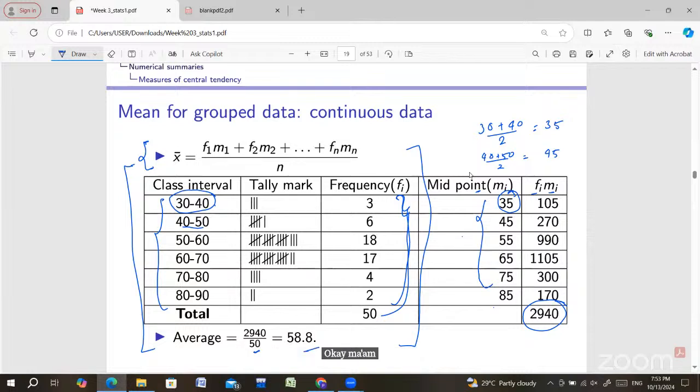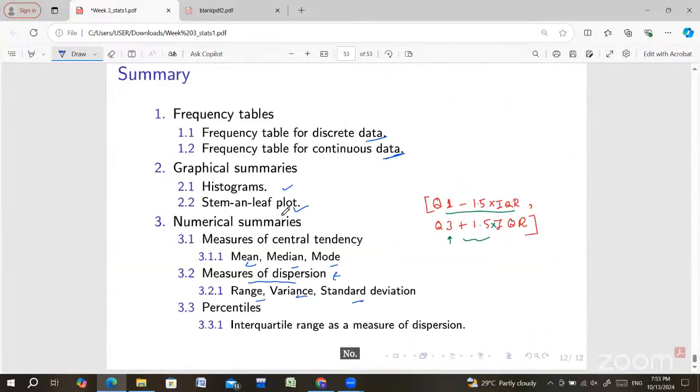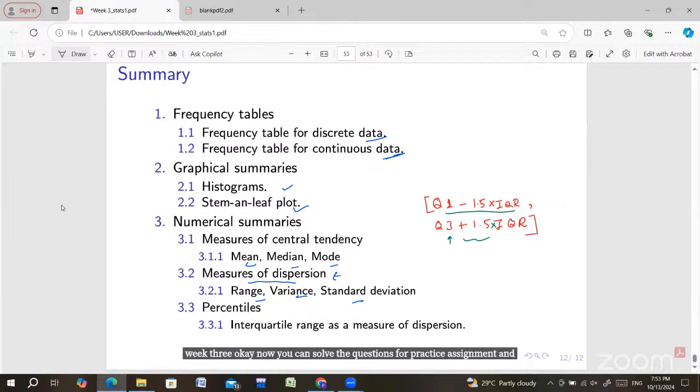Any other doubt? No, ma'am. Now it's clear. So the day after tomorrow, we will be having the doubt session on the same week 3. Now you can solve the questions for the practice assignment and activity and grade it. If you have any doubt, you can ask it there.